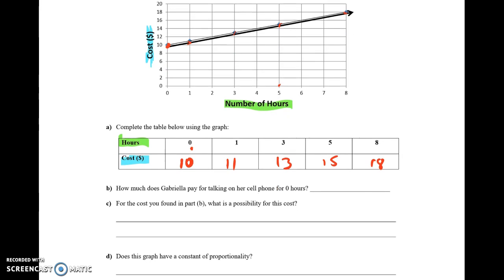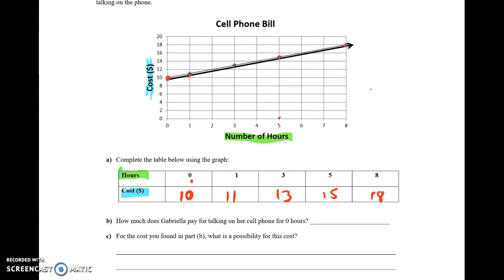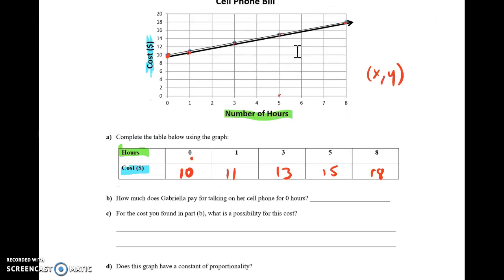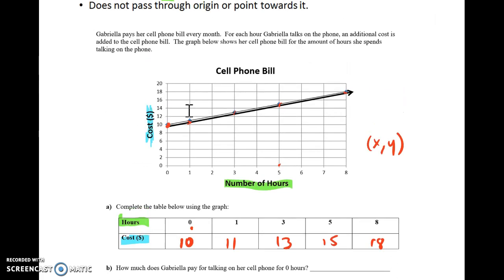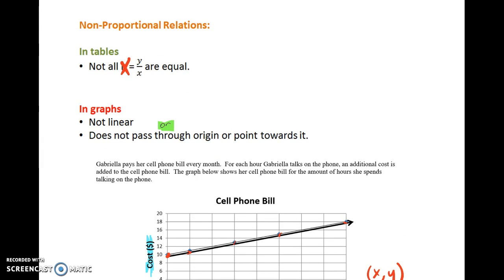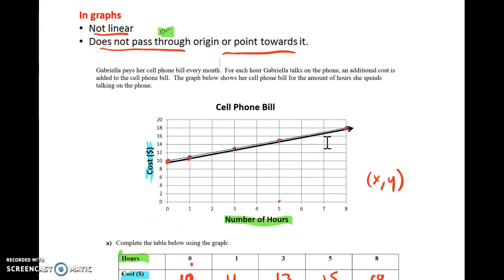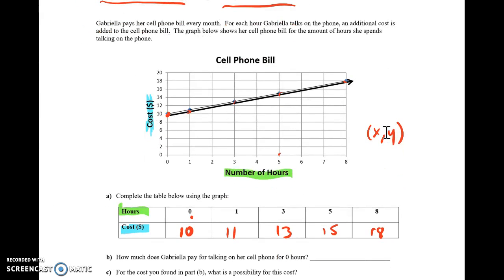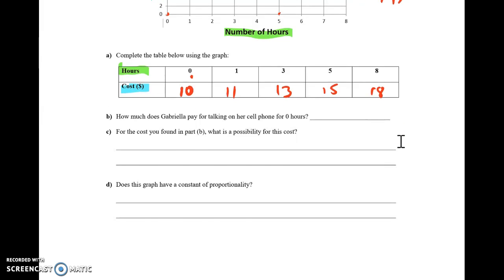And just remember that we read points (x, y), where x is the horizontal direction and y is the vertical direction. Just by looking at this graph, we could tell that it's not proportional. So in graphs, it's not linear or does not pass through the origin or point towards it. When looking at this graph, it's definitely linear. However, the origin is right here, and the graph doesn't point towards it, or neither does it pass through it.